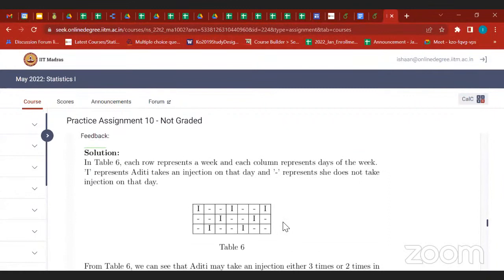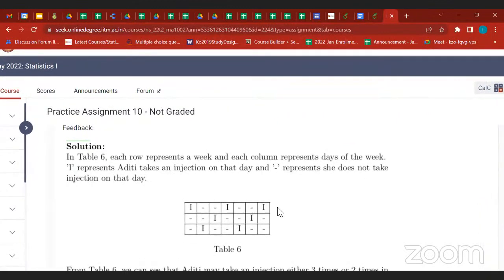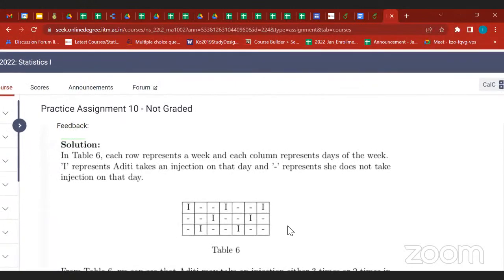Okay, so you understand this, right? Either she will take 3 injections per week or 2 injections per week, right? Yes. And if you notice the pattern carefully, suppose starting from Monday, in the first week she will take 3 injections. Yes, sir. In the second week, she will get 2. In the third also, she will get 2.